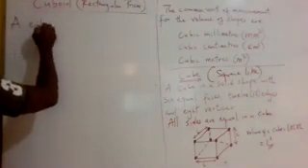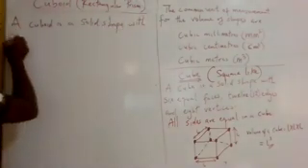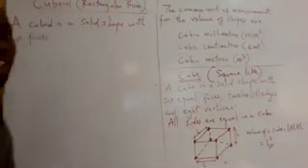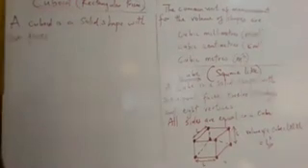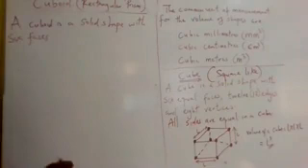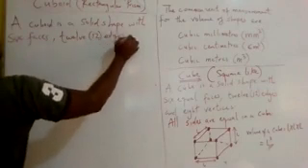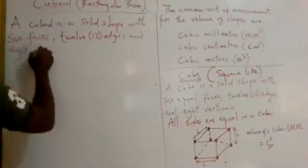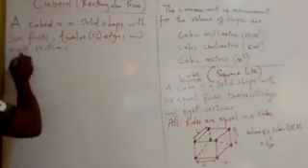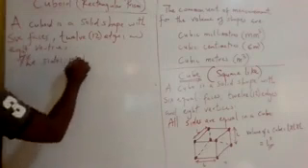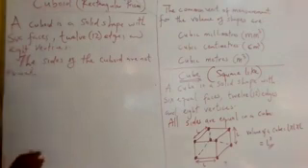So the cuboid is a solid shape with six faces, which are not necessarily equal. It has 12 edges and 8 vertices. Now, all sides are not equal. The sides of the cuboid are not equal.